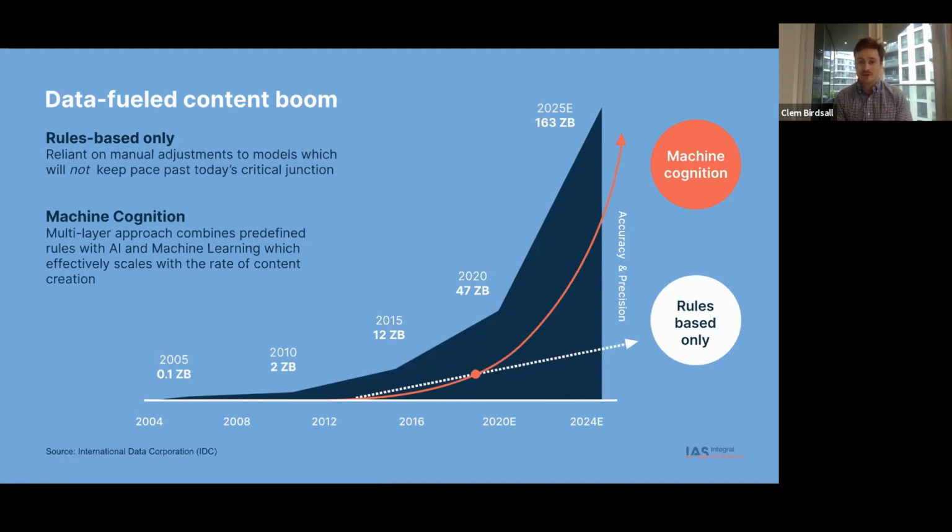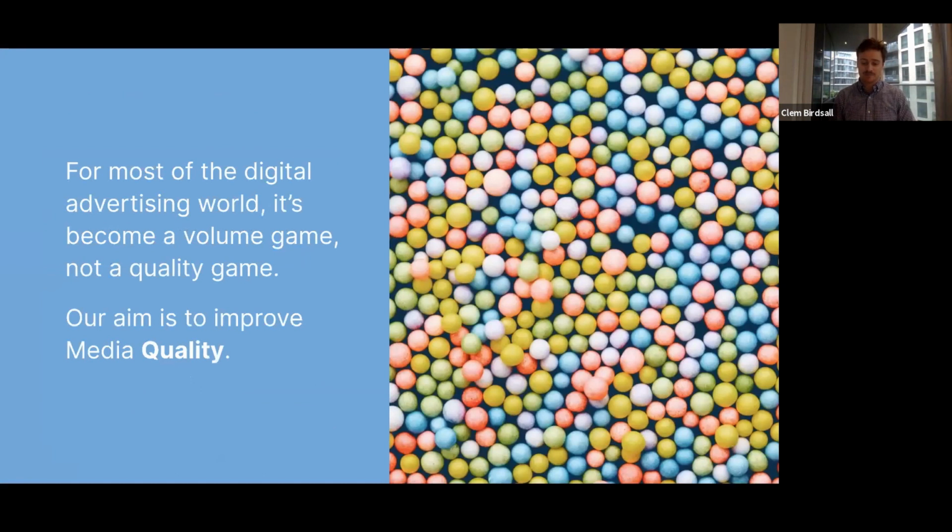There are two ways to approach it. One is a rules-based methodology, where if this happens, then that is the result. But when you look at the amount of information there is and the rate at which it increases, you need a much more sophisticated tool to continue to measure media quality. The reason I mention this is that it's really the boom in data that we're focusing on.